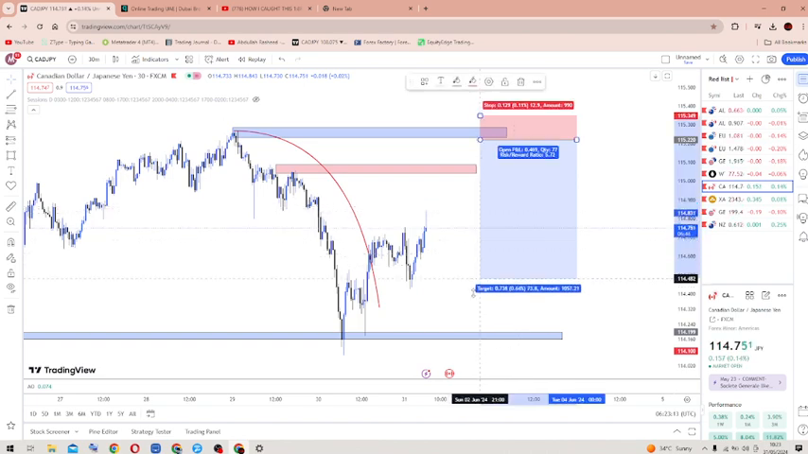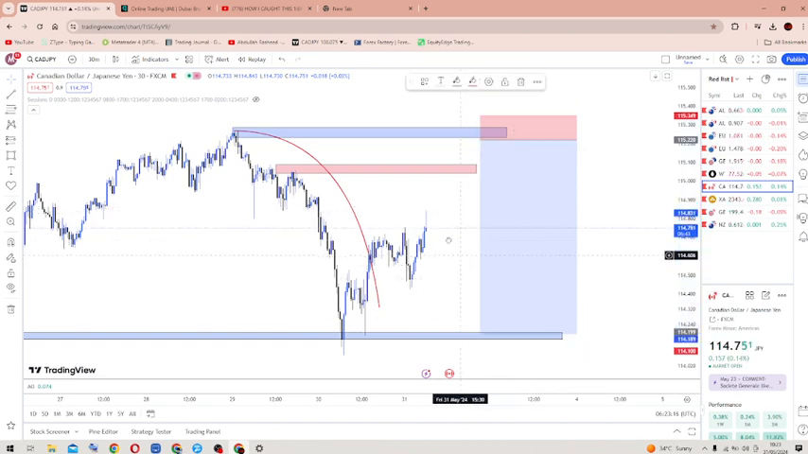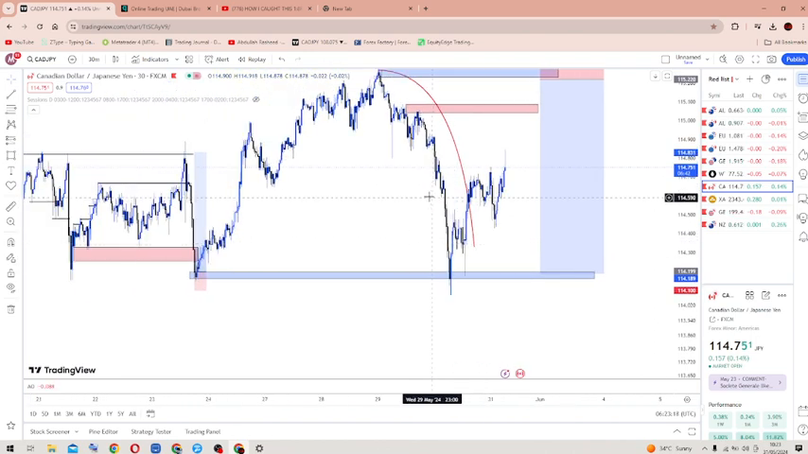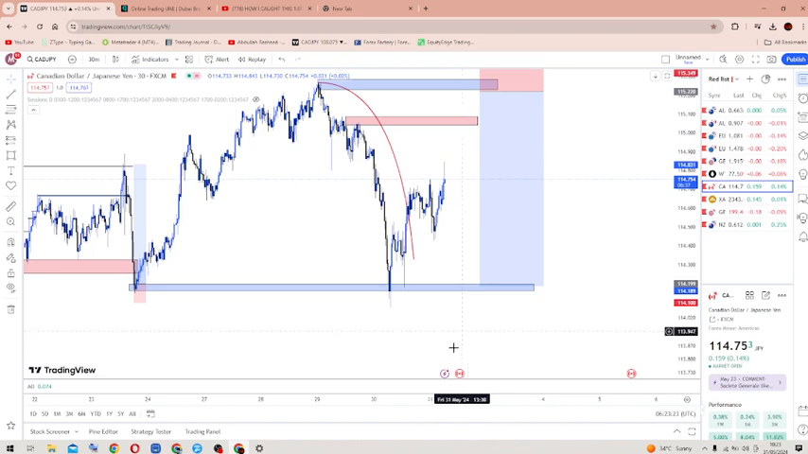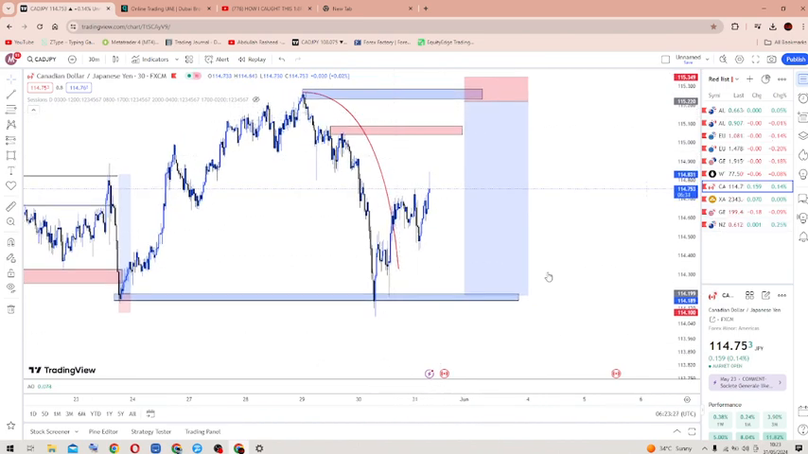And I'll put limits, of course. If price comes over here, I'll be looking to sell this thing, CAD JPY. I'll be looking to sell it up to this zone. Okay, so let me show you on Euro USD.